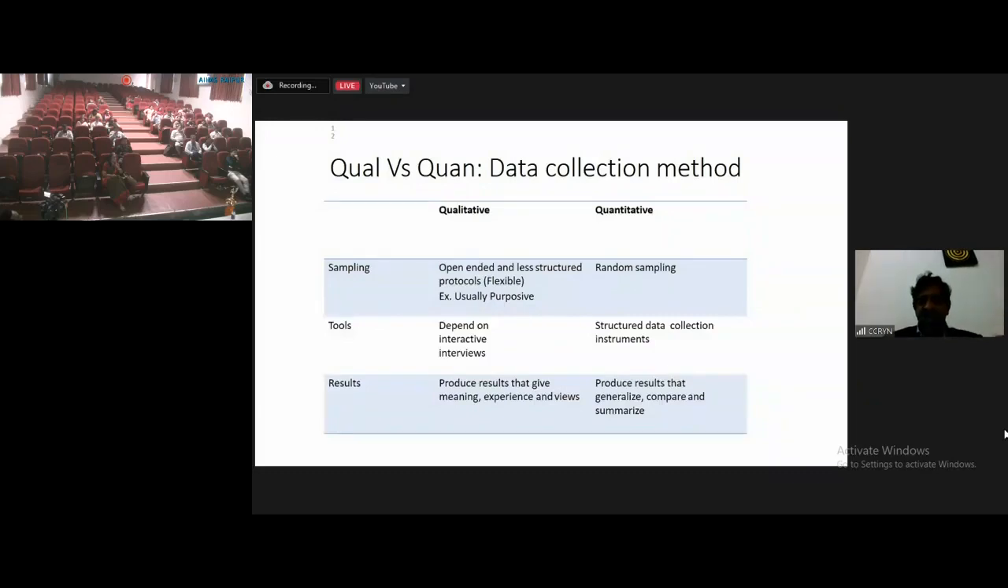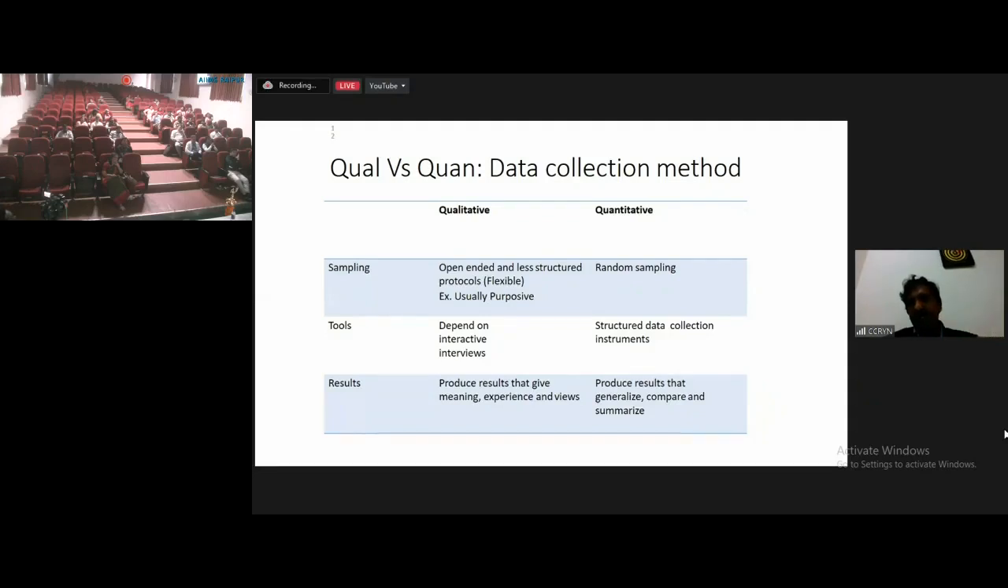Then you have qualitative versus quantitative. Again, you have sampling. It is open-ended, structured, protocols flexible. Most often it is purposive sampling: those who give more time, who give consent to take their data, are ready to give an audio interview, where you can record the interview as well. So the people you want to take, right? As compared to quantitative, it's always random sampling.